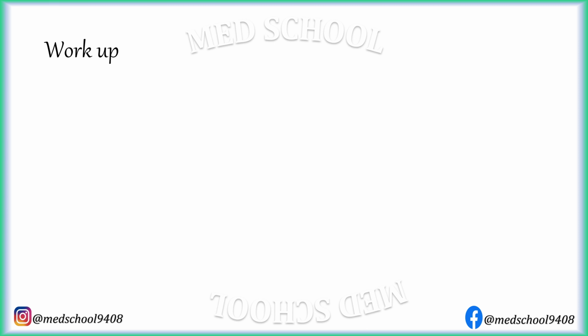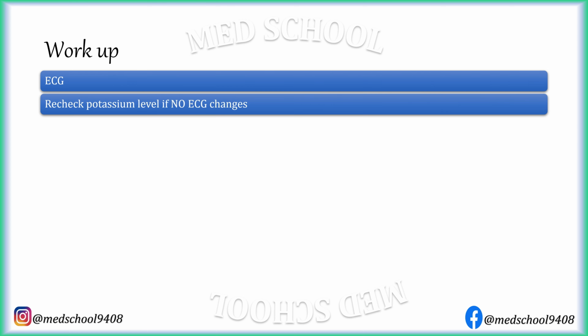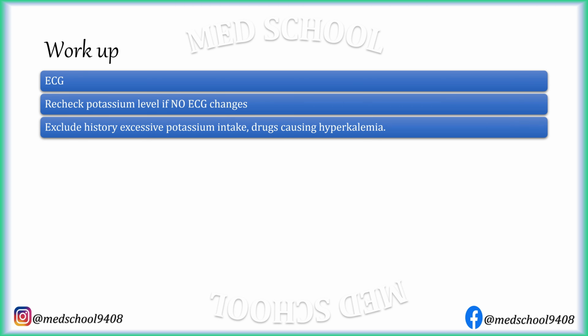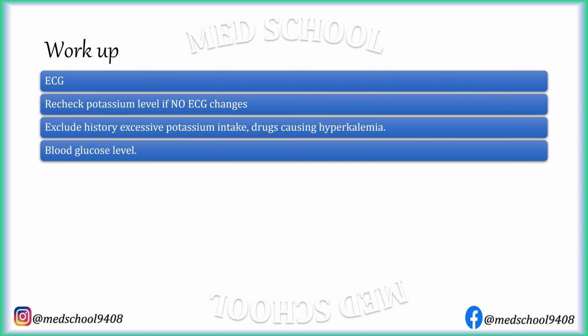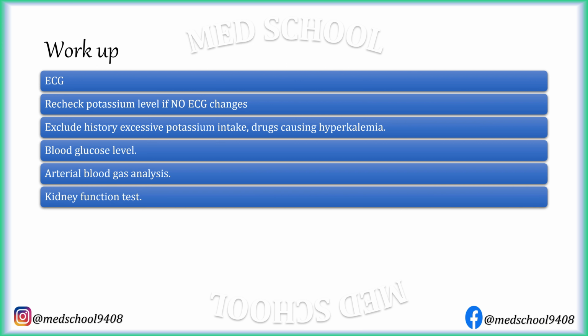In cases of hyperkalemia, first ECG should be done to look for changes of hyperkalemia. But if ECG is normal, then potassium level should be rechecked, as hemolyzed sample can cause falsely high level of potassium. Before investigating further, one should exclude history of excessive potassium intake and use of drugs causing hyperkalemia. Blood sugar level and arterial blood gas analysis should be done to rule out diabetic ketoacidosis and other acidosis. Kidney function test should be done to rule out end-stage renal disease.